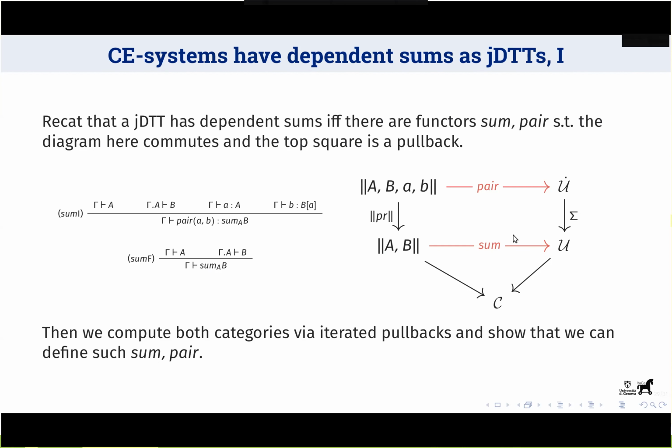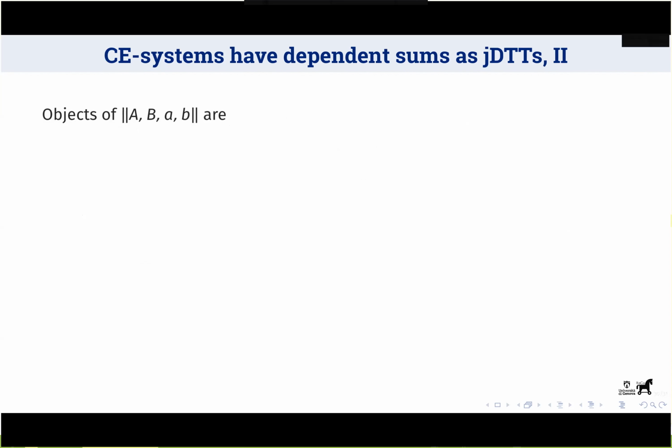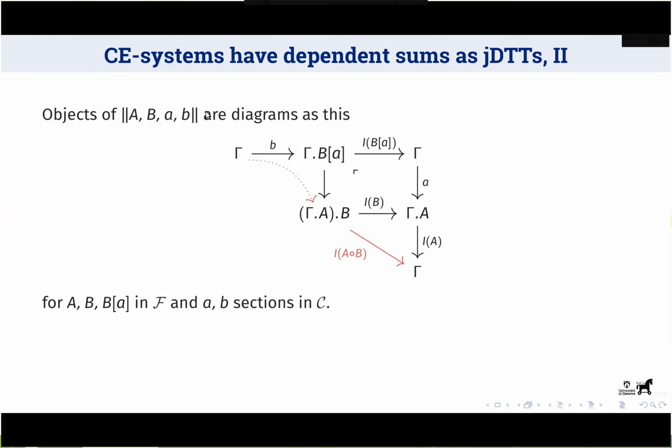Okay, so we compute them. We can compute the category encoding the premise of the dependent sum introduction. And you can see that when you try to calculate such a pullback, you get diagrams like this, the black part. And as I mentioned, I almost broke the presentation when I tried to hide this red part, so please pretend you don't see it for the moment.